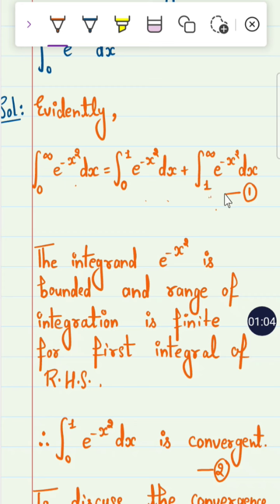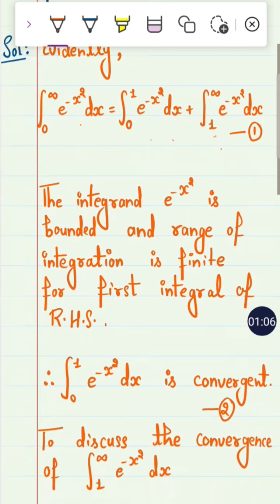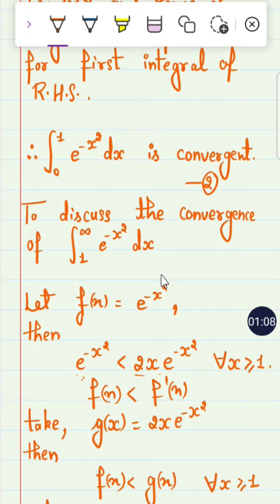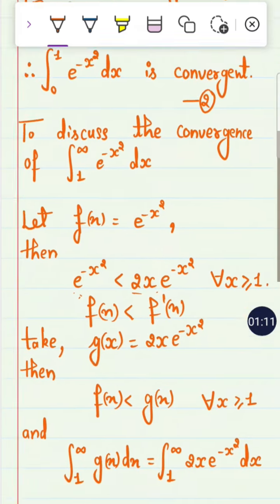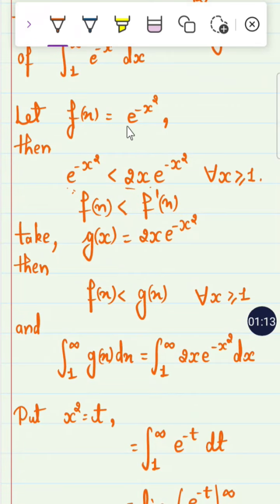Now let us define the convergence of this integral. Let us take f(x) equals e to the power minus x square, right? e to the power minus x square is bounded by 2x e to the power minus x square. That means this is the function and this is the derivative. The function is bounded by the derivative for all x greater than or equal to 1. Now let us take g(x), where g(x) is equal to 2x e to the power minus x square.